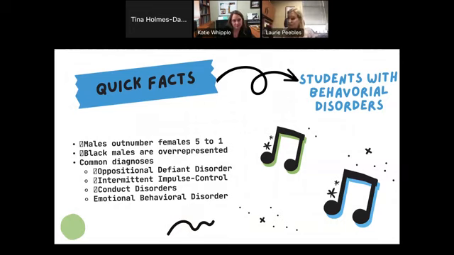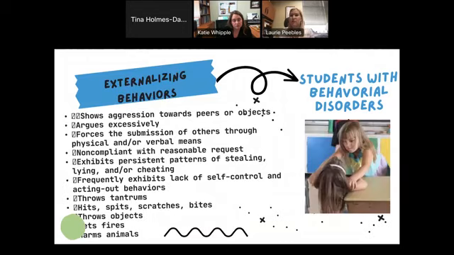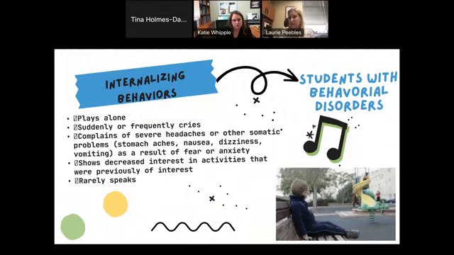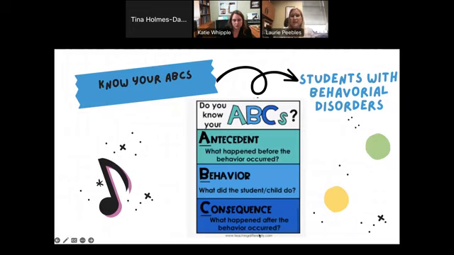Not saying that males don't have internalizing behaviors, and not saying females don't have externalizing behaviors. I've worked with several females with externalizing behaviors, but that just tends to be the trend that we're seeing within research and even within psychology. So, we are in education, so we need to know our ABCs. So these are the ABCs of behavior to keep in mind.